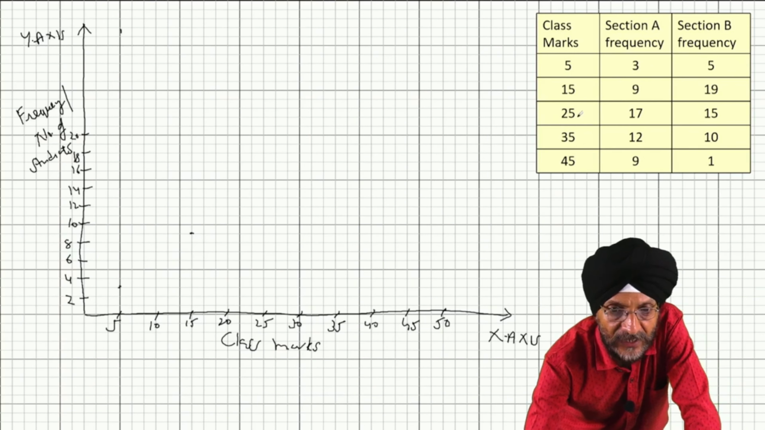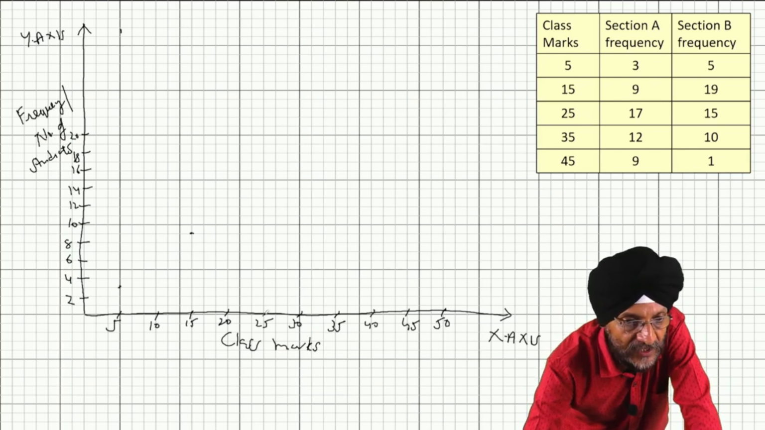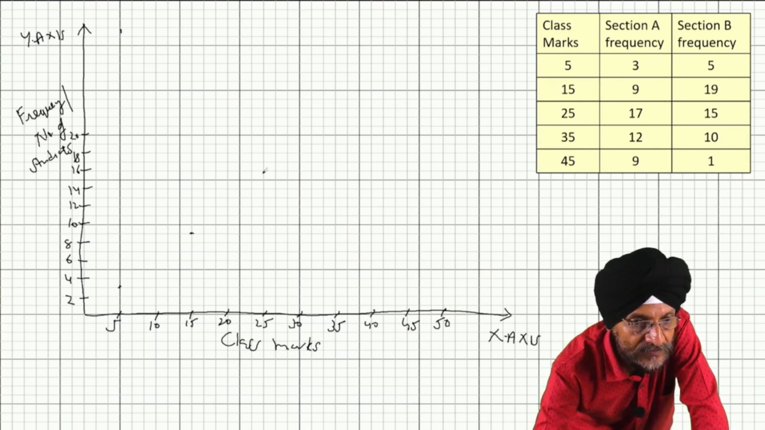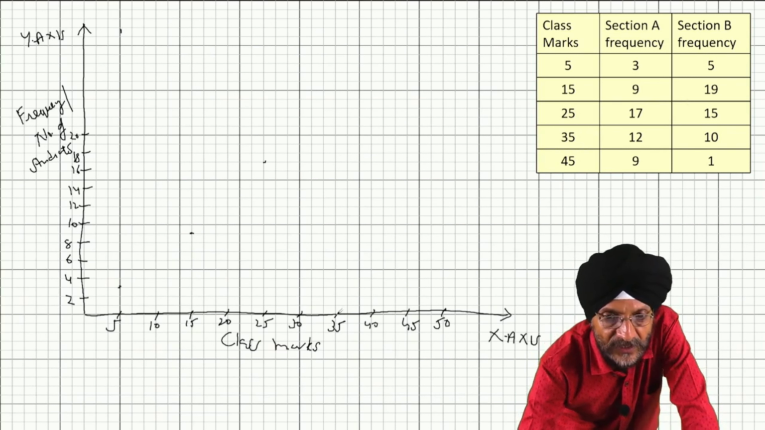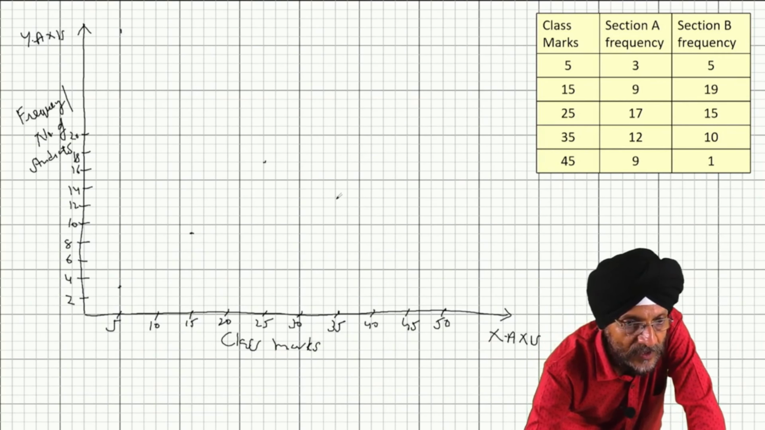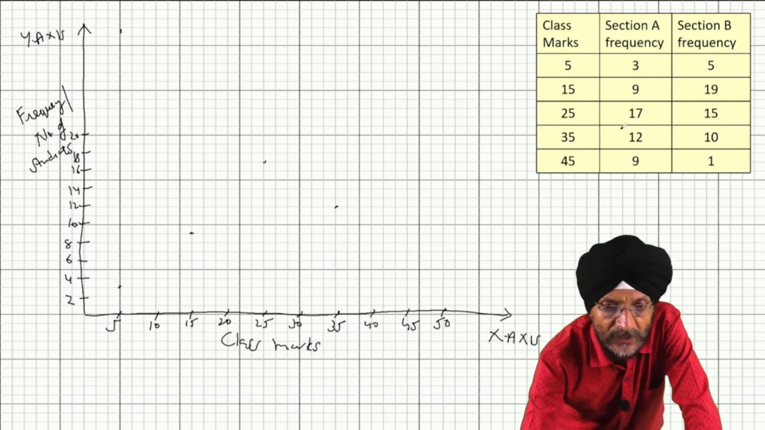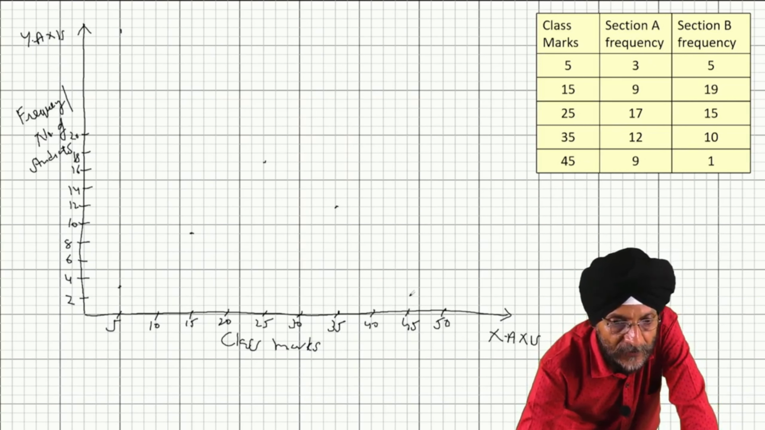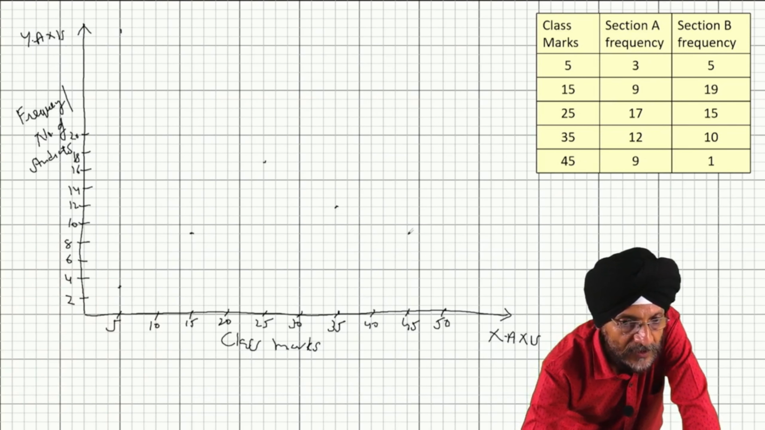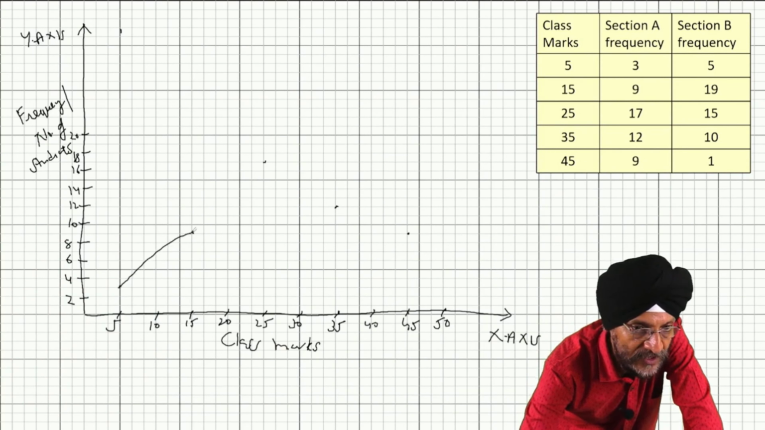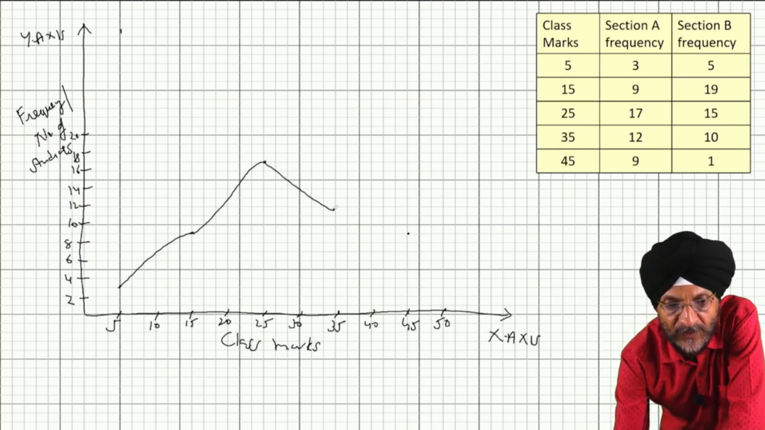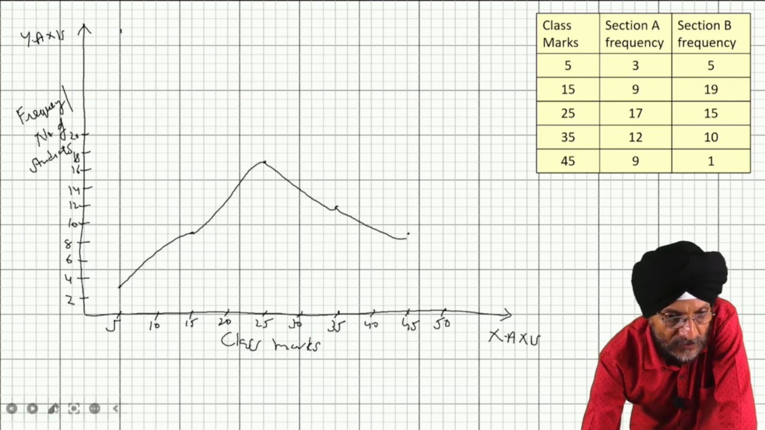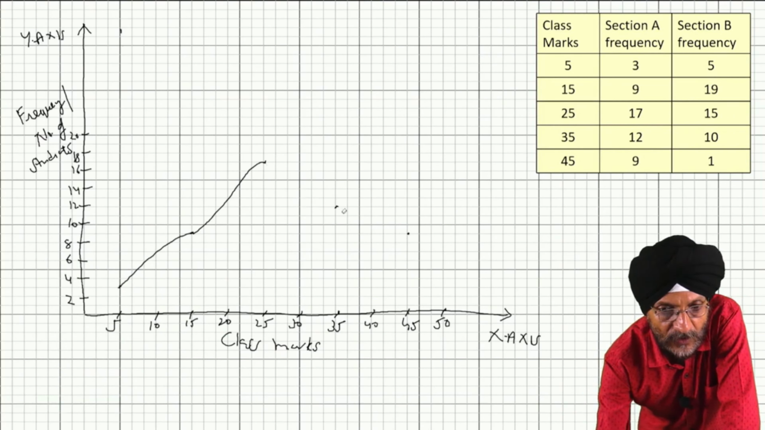Next at 25, that is this, it is 17. It is somewhere here. This is 17. Now at class mark 35, that is this, it is 12. It is here, 12. Now at class mark 45, it is 9. It is here. So we will join these with a line, and the frequency polygon in respect of section A has been formed. Here again we have not joined properly.